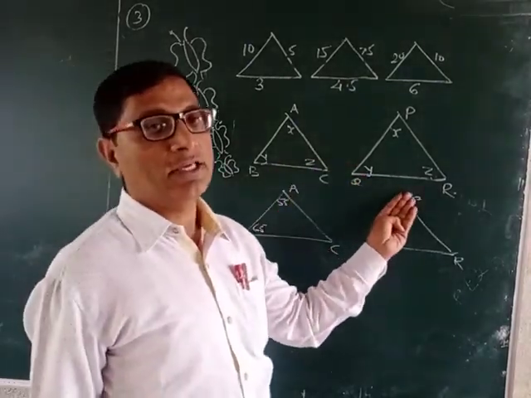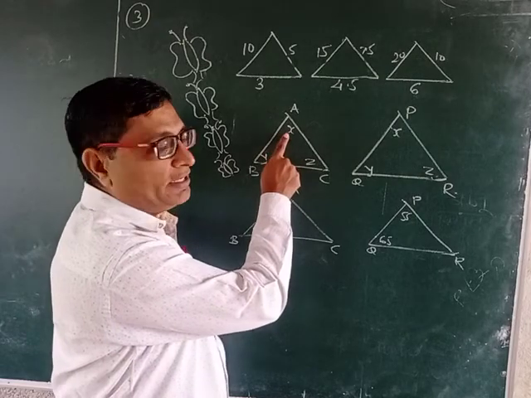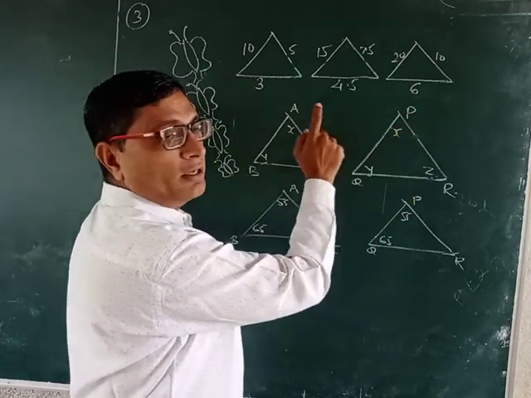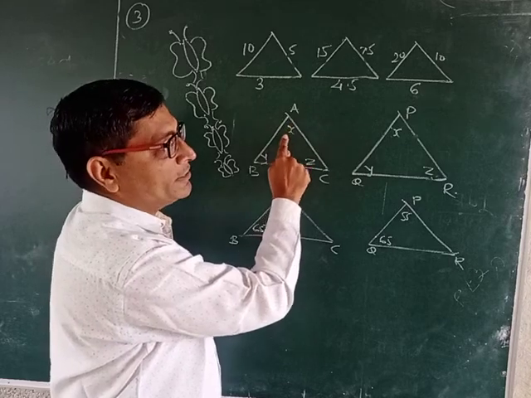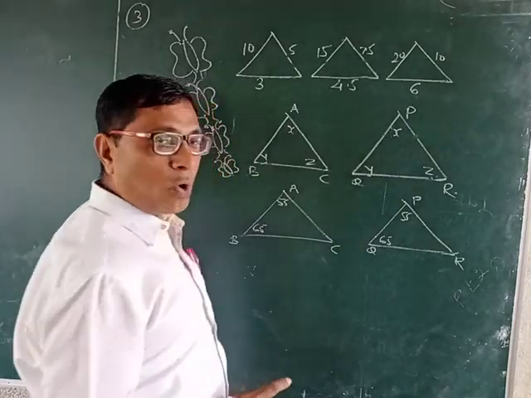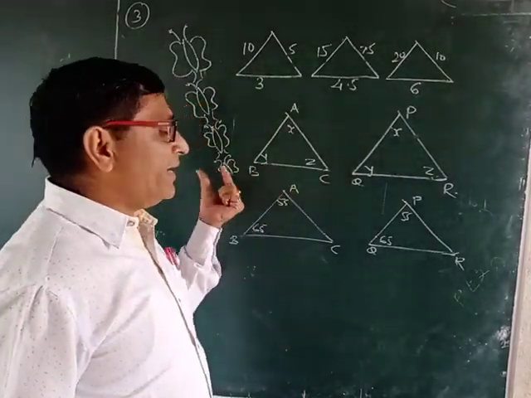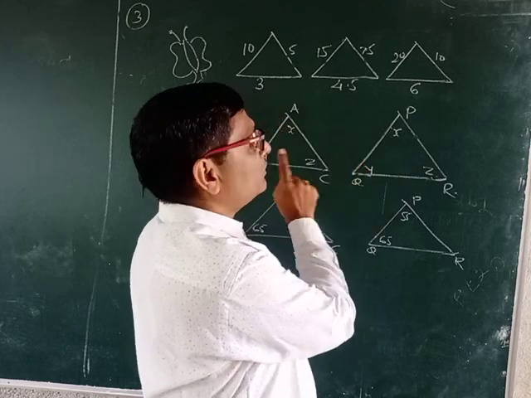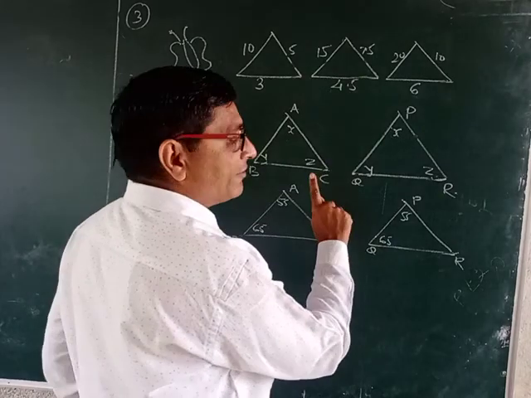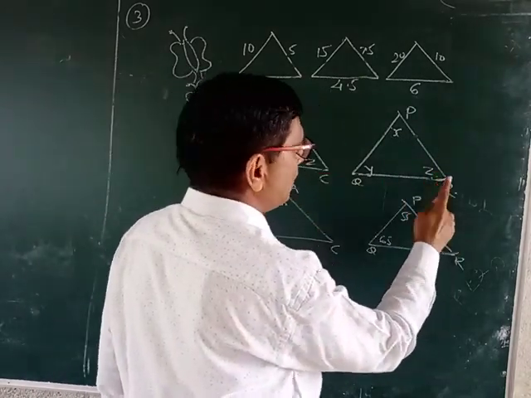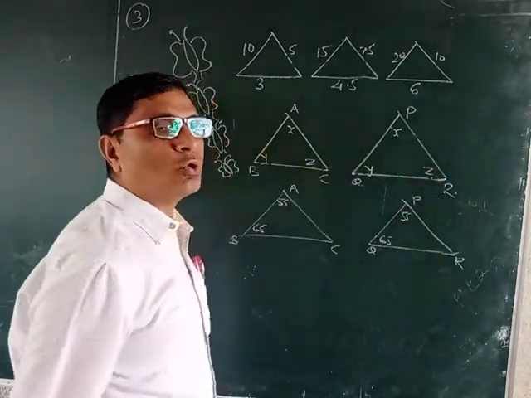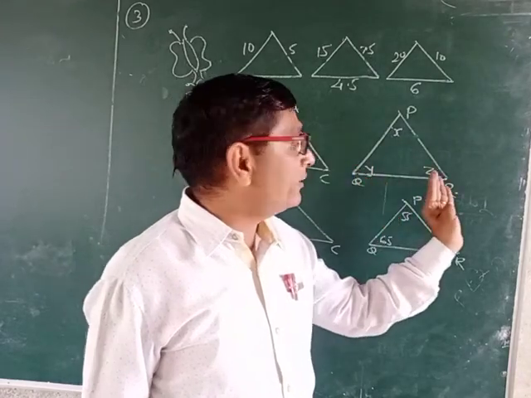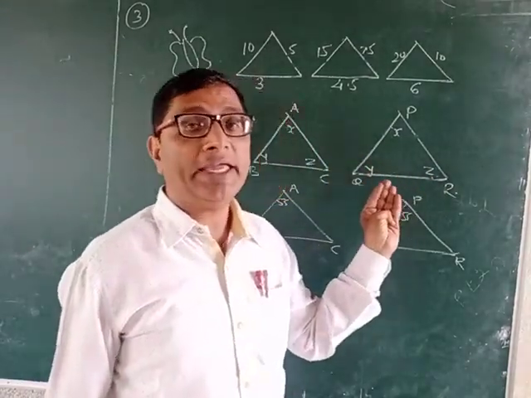Now, look at these two triangles. In this triangle, the measure of the upside angle is x degree. In this triangle, the upside angle, that is angle P, is also x degree. Measure of angle A and angle P are both x degree. These two angles are congruent. The angles at the left side of the base are y degree each, so these are also congruent. The angles at the right side of the base are z degree each, also congruent. Therefore, if the corresponding angles of one triangle are congruent to the corresponding angles of another triangle, then these two triangles are similar by the AAA test.